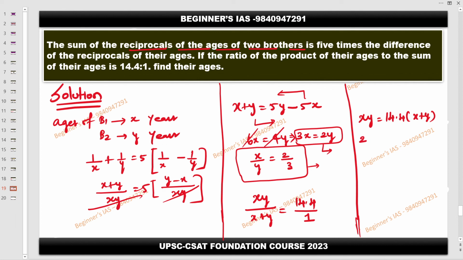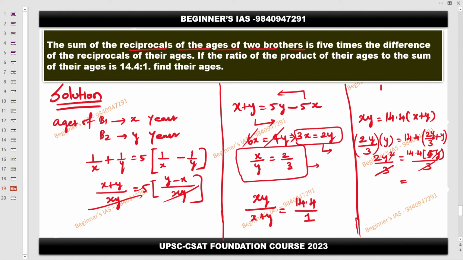2y by 3. So x means 2y by 3, into y, which is equal to 14.4. Then x is equal to 2y by 3, plus y. Now take the LCM here. 14.4 equals 2y squared by 3 divided by 5y by 3. Here this cancels, then one y cancels.